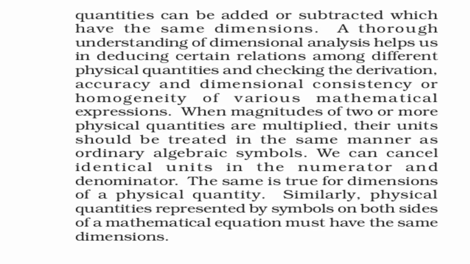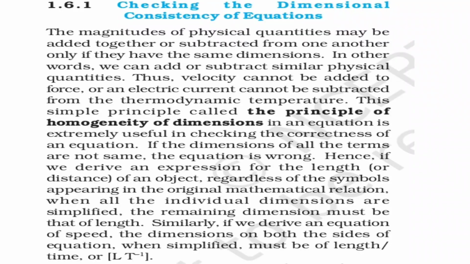When the magnitudes of two or more physical quantities are multiplied, their units should be treated in the same manner as ordinary algebraic symbols. We can cancel identical units in the numerator and denominator. The same is true for the dimensions of a physical quantity. Similarly, physical quantities represented by symbols on both sides of a mathematical equation must have the same dimensions.